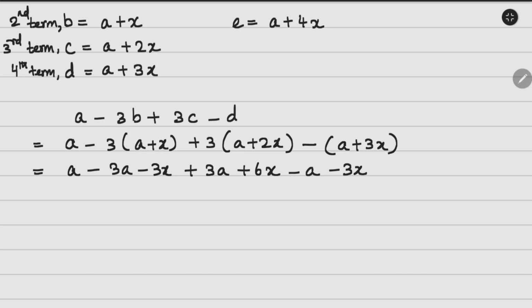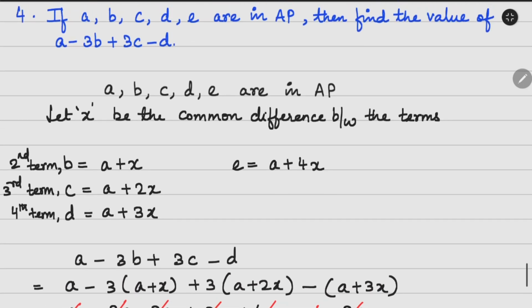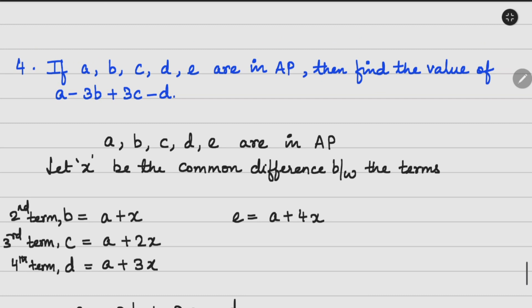Let's cancel whatever we can. So you have plus A minus A, plus 3A minus 3A, and you have got 6x minus 6x. Right? Minus 3x minus 3x is minus 6x, plus 6x would get cancelled. Everything gets cancelled. Everything is getting cancelled. So the answer is 0. Right? So 0 is your final answer. The value of this expression, that is A minus 3B plus 3C minus D, is 0.